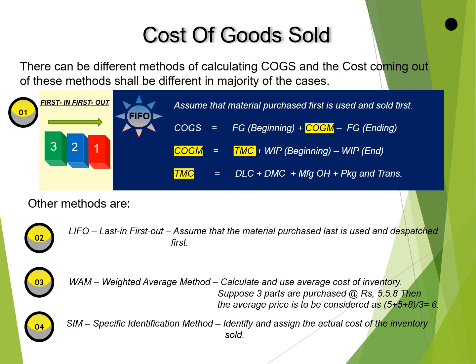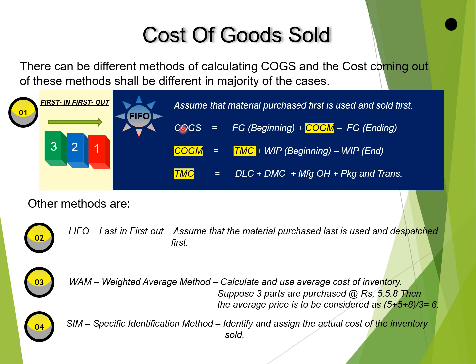There can be different methods of calculating COGS, and the cost coming out of these methods shall be different in majority of the cases. So the first method is first in, first out, FIFO. In this, it is assumed that the material purchased first is used and sold first. For example, we have received 3 lots in a month, lot 1, 2 and 3. Then it is assumed that the material coming in lot 1 shall be used and sold first, then material in second, and then in third, in that order.